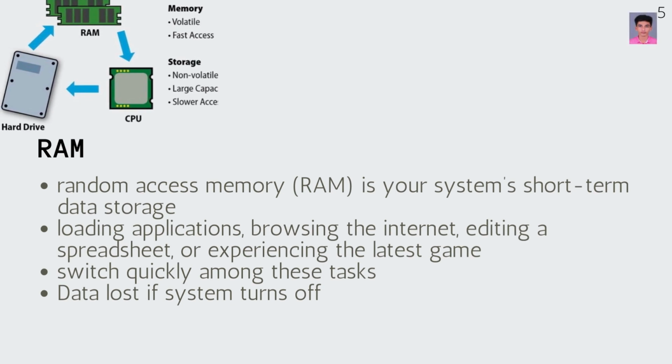Then comes RAM or random access memory. It is your system's short-term data storage. It helps in loading applications, browsing the internet, editing a spreadsheet, or experiencing the latest game. It is mainly used to switch quickly among these tasks, and also data is lost if the system turns off.